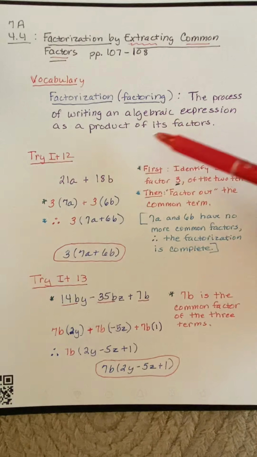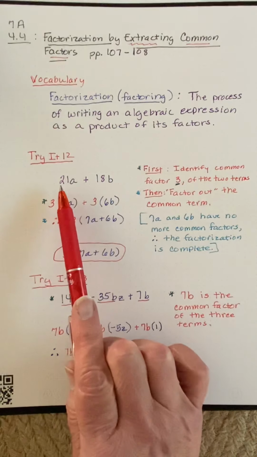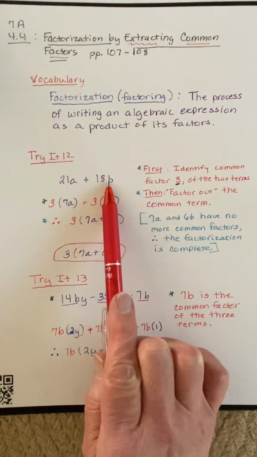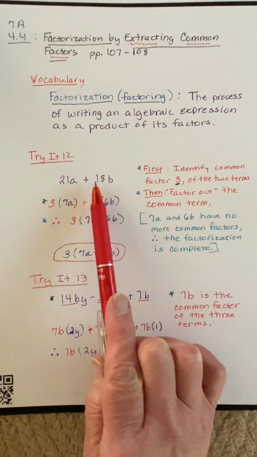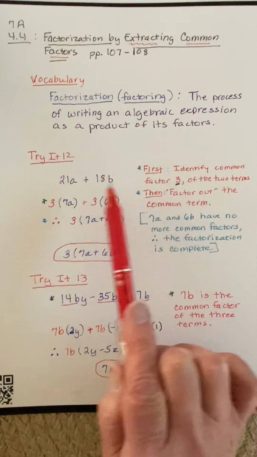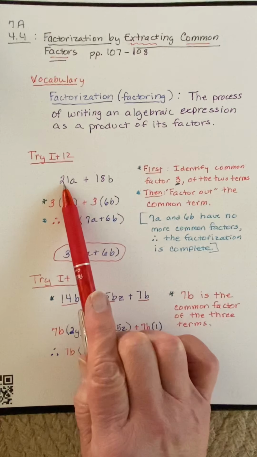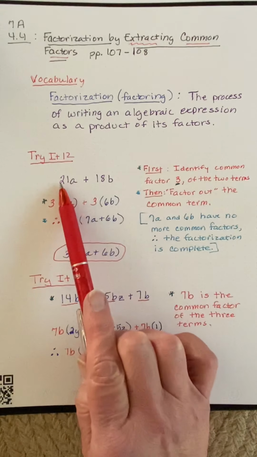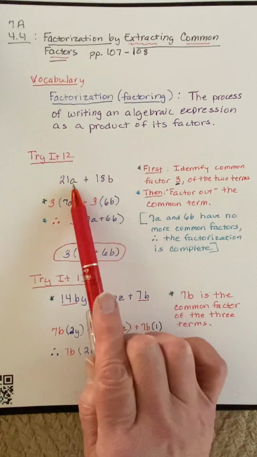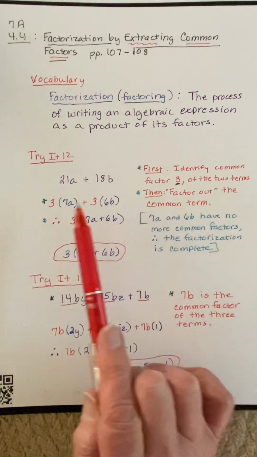And here we go to Try It 12, and I list the steps of how you do that. So the problem is 21a plus 18b. Two positive numbers, we're supposed to factorize it. The first thing we do is identify the common factor. In this situation, 3 is the common factor of the two terms. 3 times 7, 3 times 6. A and B are different, so I can just do the 3. So now I'm going to factor it out of those common terms.